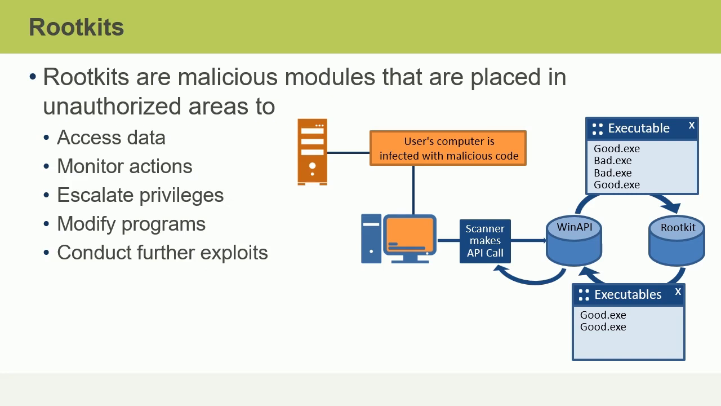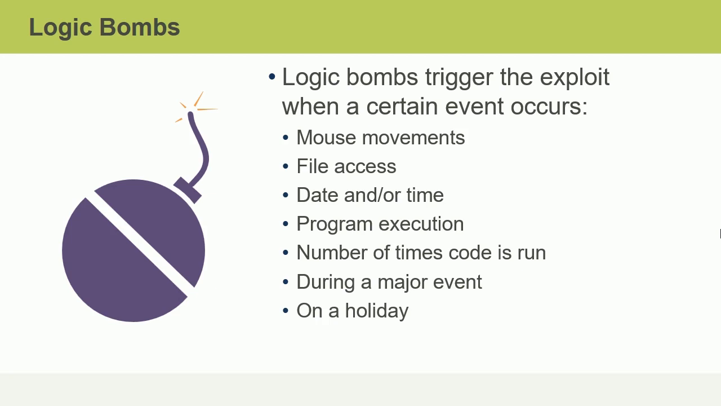Next, I asked for 3 results of a rootkit infection. If you said any 3 of these: access data, monitor actions, escalate privileges, modify programs, or conduct further exploits, then you got it right. Finally, I asked for 4 events that can trigger a logic bomb. If you said any 4 of these: mouse movements, file access, date, time, program execution, number of times code is run, a major event, or a holiday, then you got the right answer. Great job.